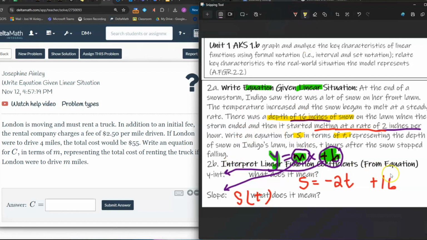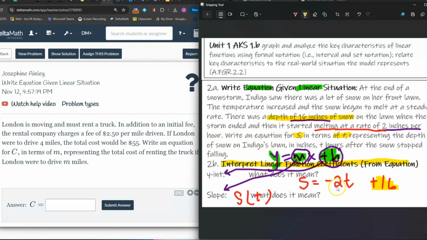After you're able to write the equation, 2b says you're going to interpret what it means. What does the y-intercept mean? What does the slope mean? We know that the y-intercept is where it starts, where it begins, or in terms of this question, I start off with a depth of 16 inches of snow.